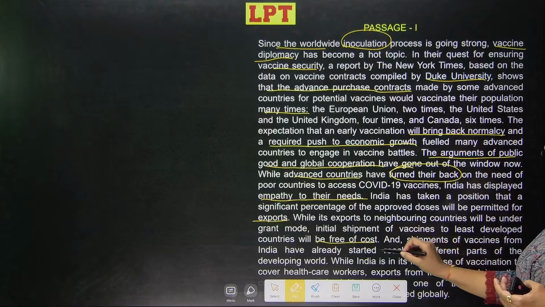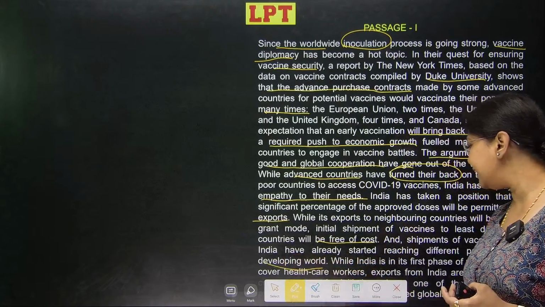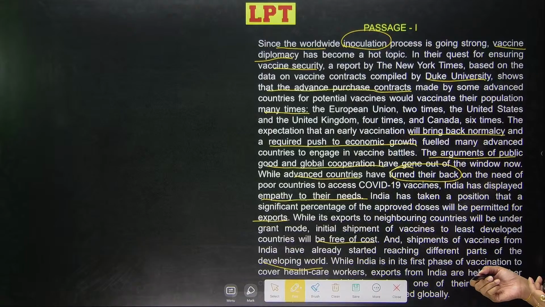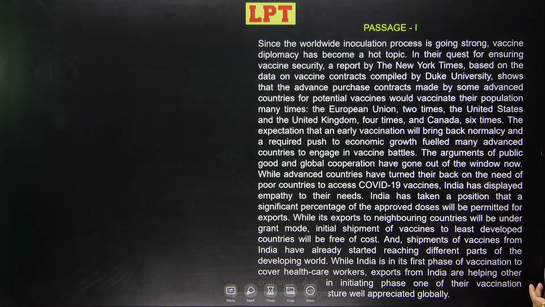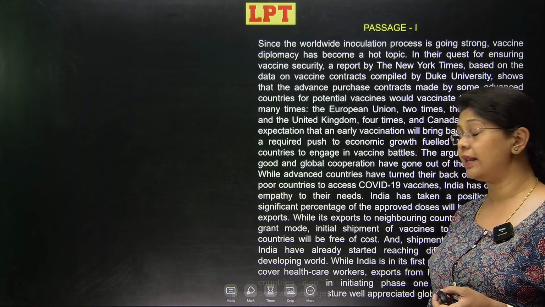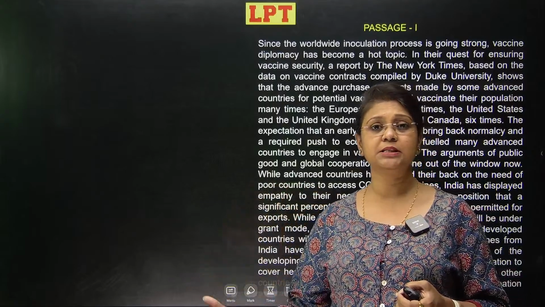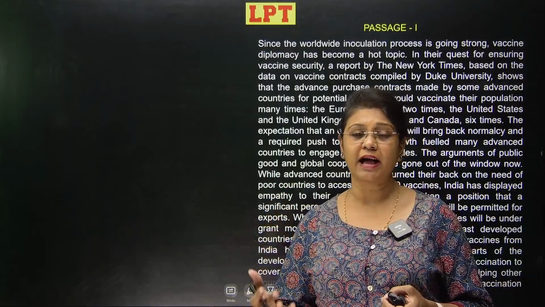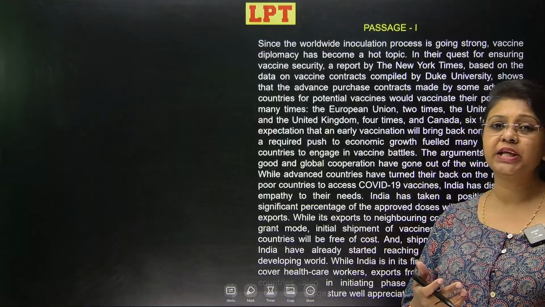Shipments of vaccine from India have already started reaching different parts of the developing world. While India is in its first phase of vaccination to cover healthcare workers, exports from India are helping other countries initiate the first phase of their vaccination, a gesture that is well appreciated. So the kind of stance taken by India towards these poorer nations in acquiring these vaccines is a gesture that has been well appreciated globally.